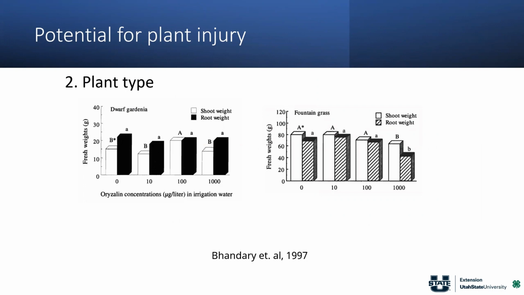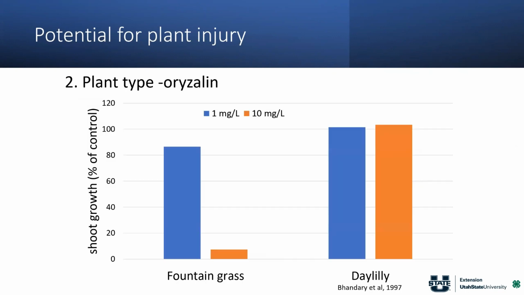And in this fountain grass, we did see, at the concentration of 1000 micrograms per liter, a reduction in both shoot and root weight. Same pesticide, different plants. We did see that damage. Again, look at this oryzalin concentration.